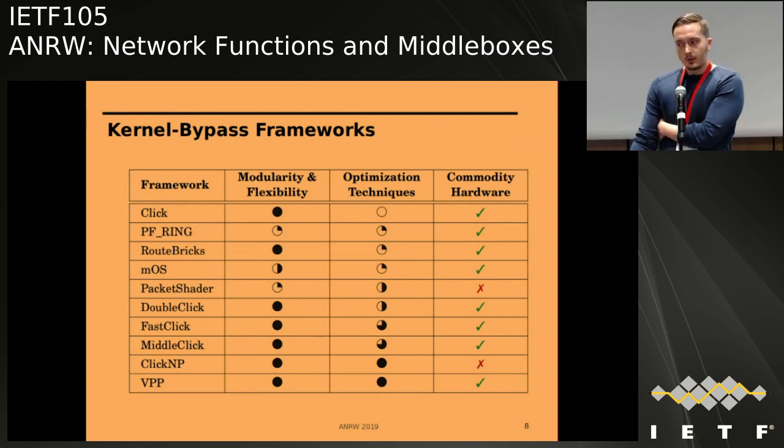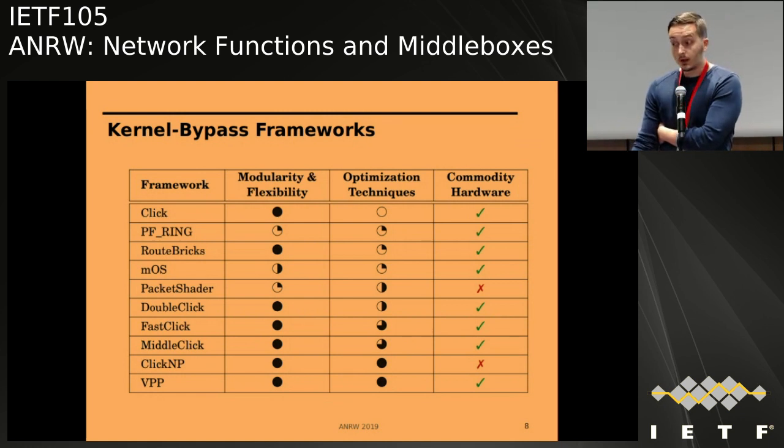Then there is RouteBricks, which is the first step in extending Click to optimize it and introduce parallelism support. There's also PacketShader, but it relies on a GPU, which is out of scope for us. Then there are DoubleClick, FastClick, and MiddleClick, which are successive extensions of Click, each of which introduces new optimization techniques.